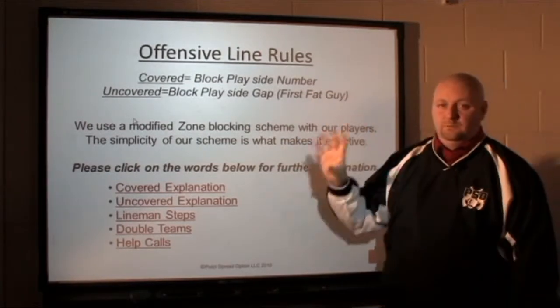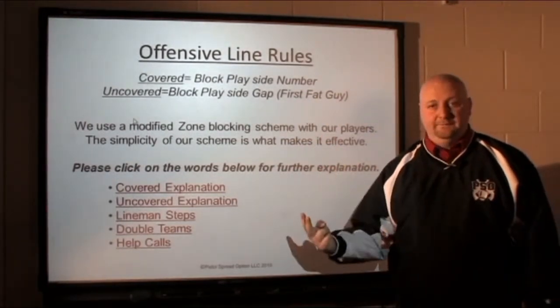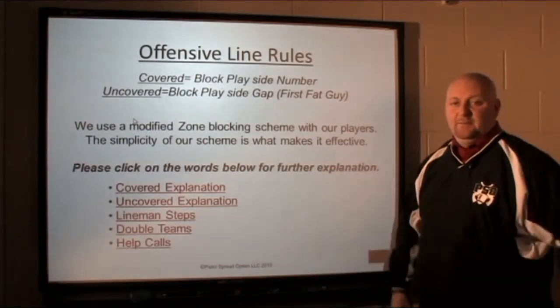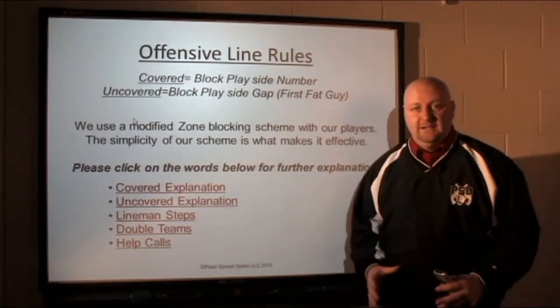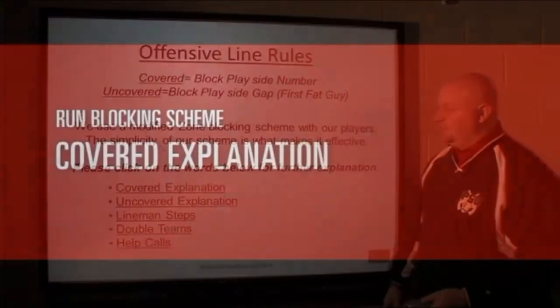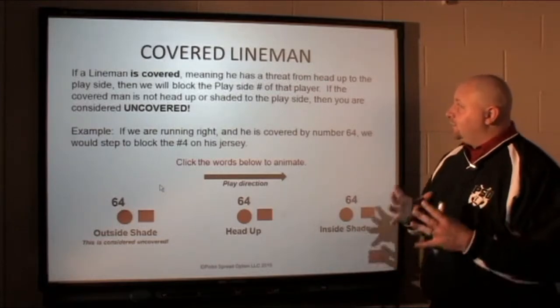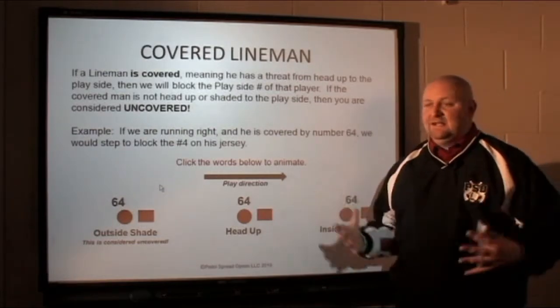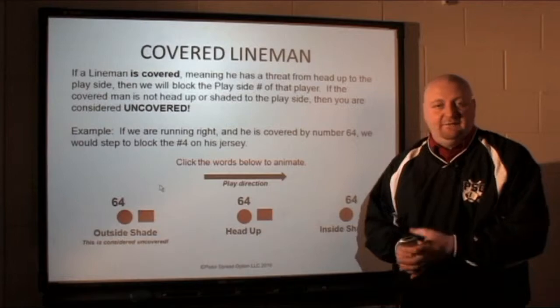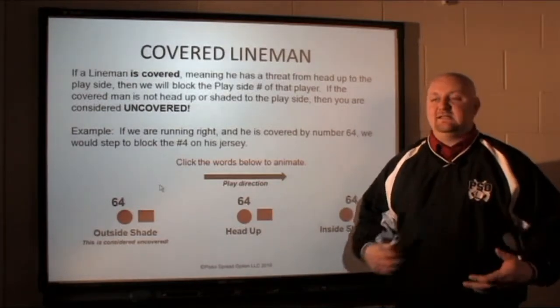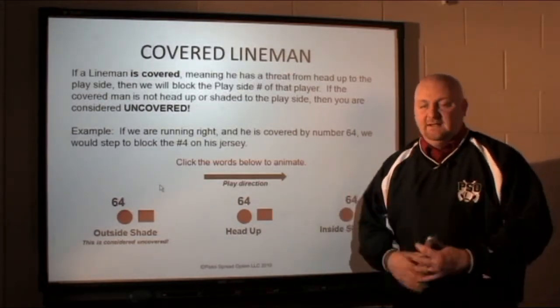First of all, we have two rules: covered or uncovered. If you are covered, that means that you have an immediate threat to your body. So I want to start with the covered explanation and tell you what that means. If a lineman is covered, he has an immediate threat from his head up to the play side gap on his body. He feels as if he is covered. He has someone on his person that he needs to block.